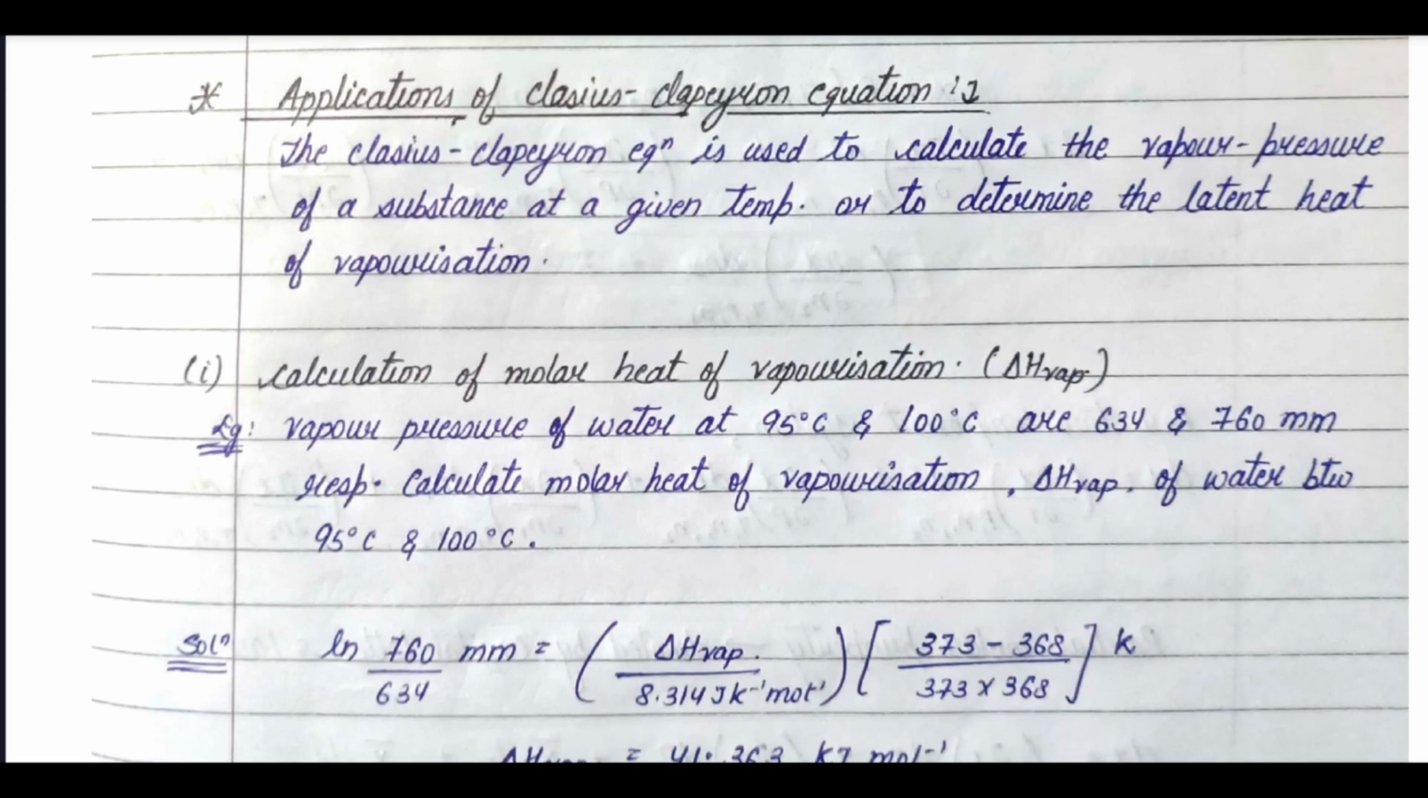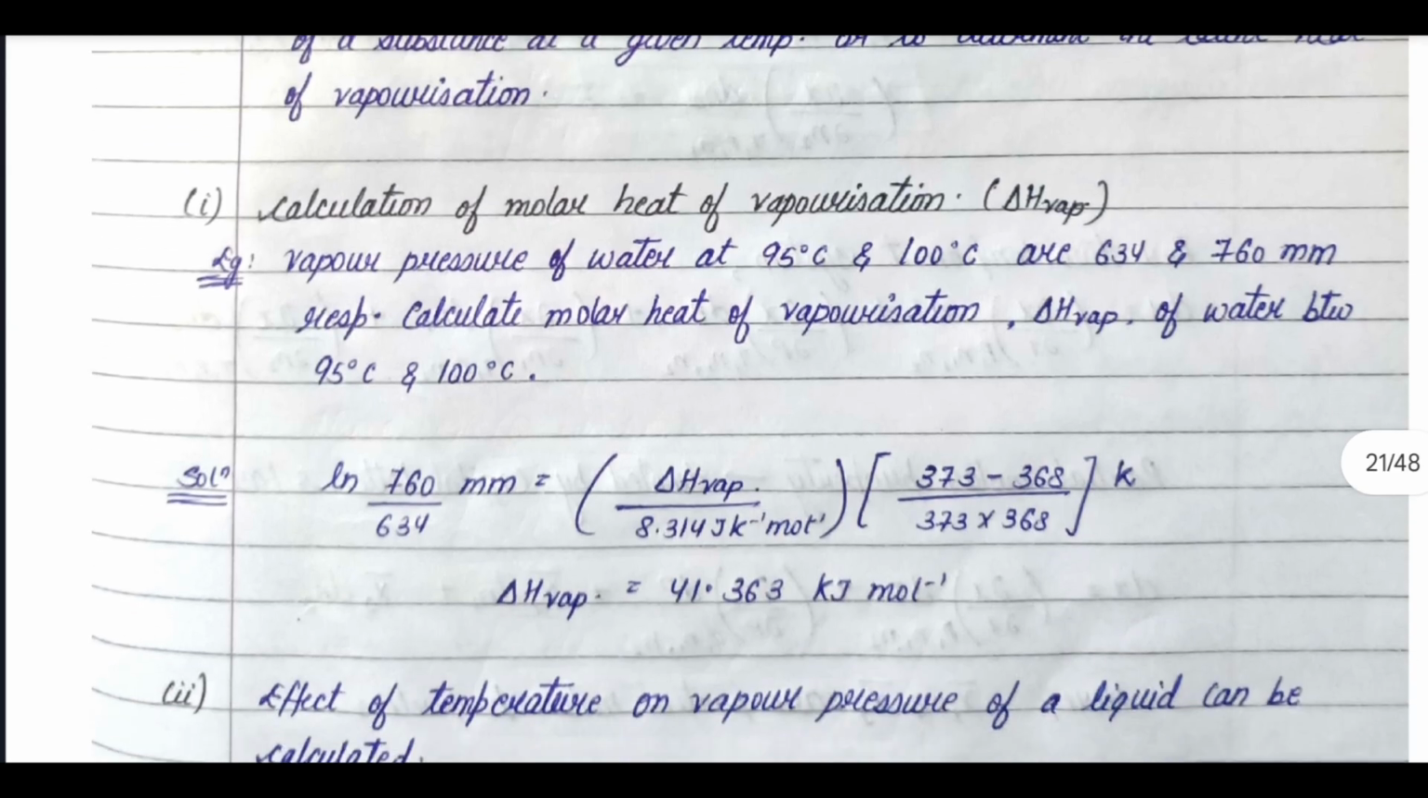Applications of Clapeyron equation. The Clapeyron equation is used to calculate the vapor pressure of a substance at a given temperature or to determine the latent heat of vaporization. First, calculation of molar heat of vaporization.